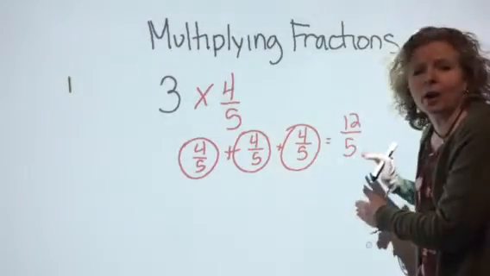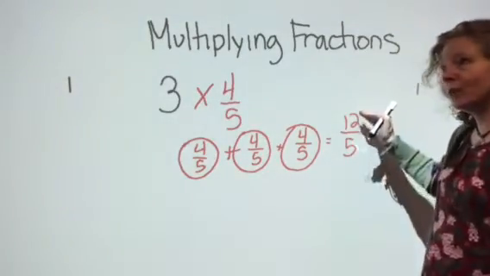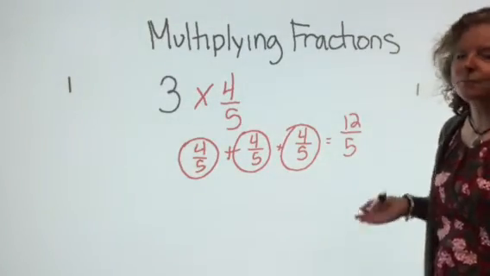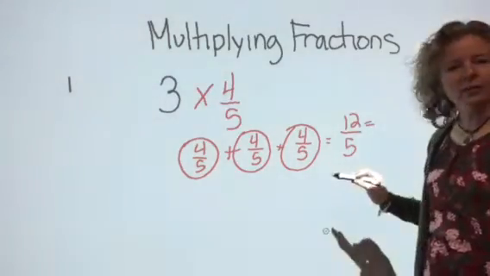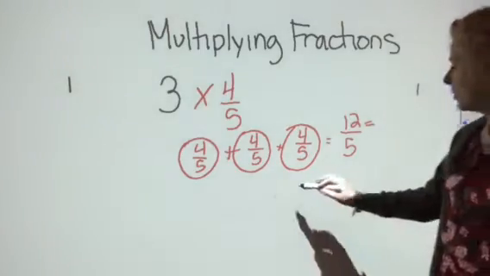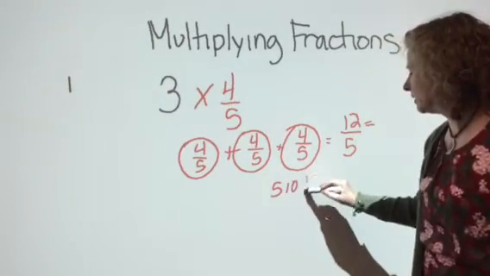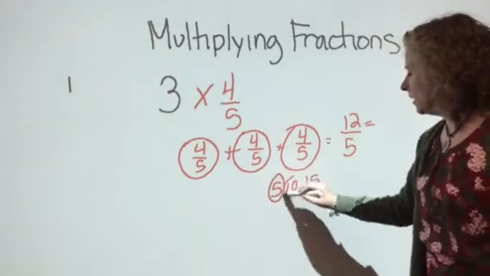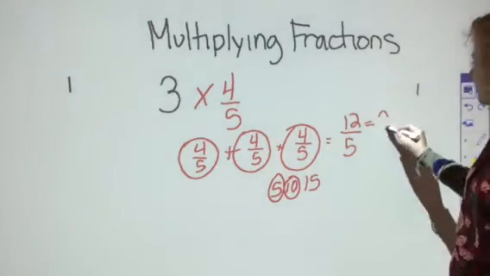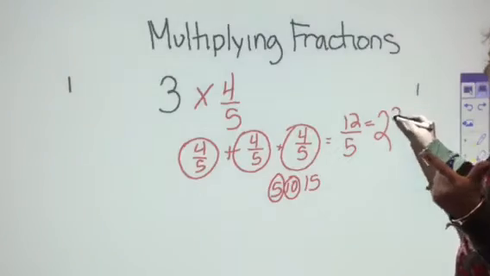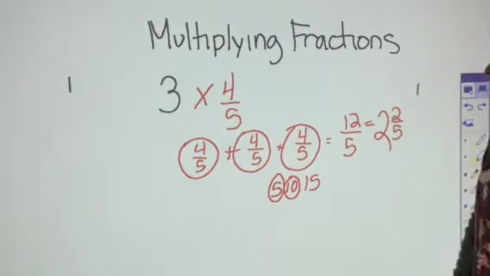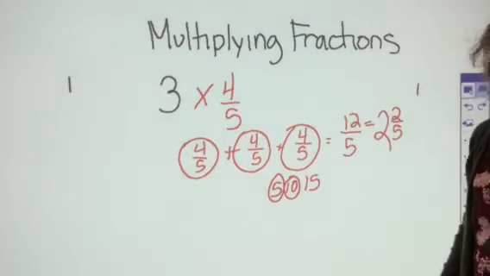This should look pretty familiar to you. This is an improper fraction. When the numerator is bigger than the denominator, we have to put that into a better form. So we ask ourselves, how many times does 5 go into 12? 5, 10, 15. It goes in 2 times. How many are left over? 10, 11, 12, remainder of 2, and we keep the same denominator.